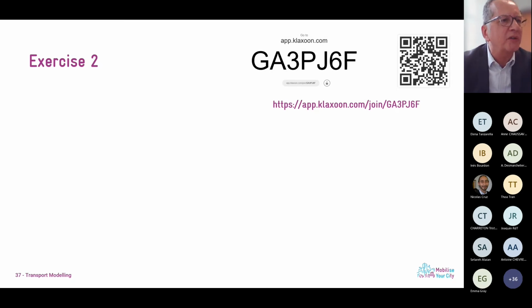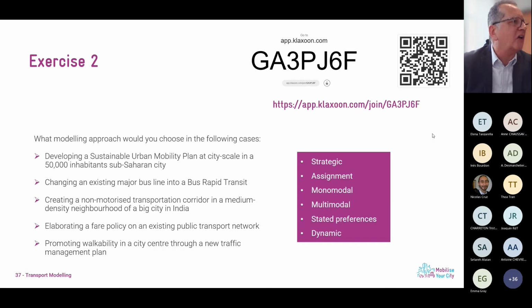So let's go back to Klaxoon. Maybe we can copy again the link in the chat. But if you are still connected, you can just go back to the previous exercise, and now I will propose you just some questions. You have to vote for 5 questions. What modeling approach would you choose in the following cases? So normally you see the questions, and you can click on the method that you would favor. You need to click to participate, probably.